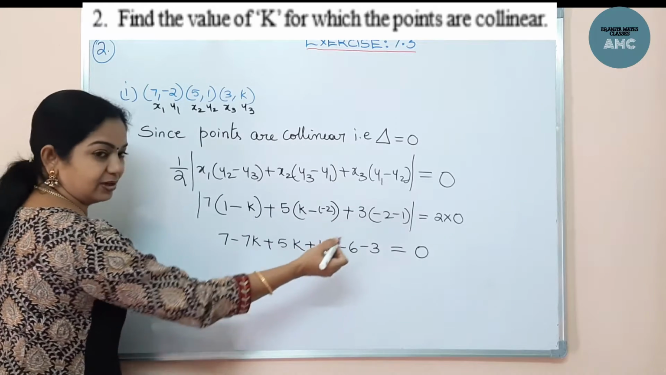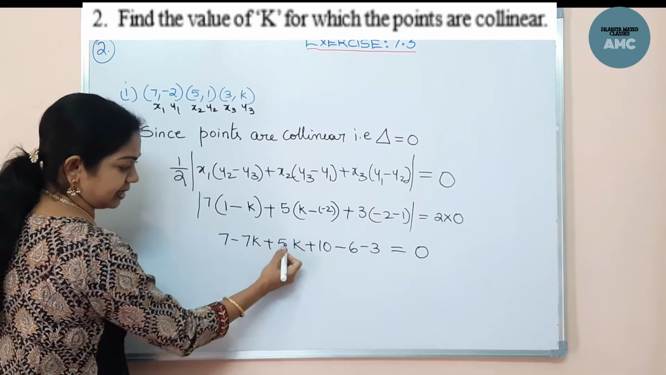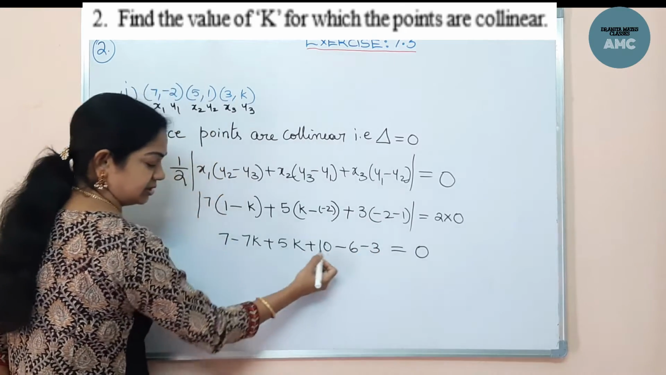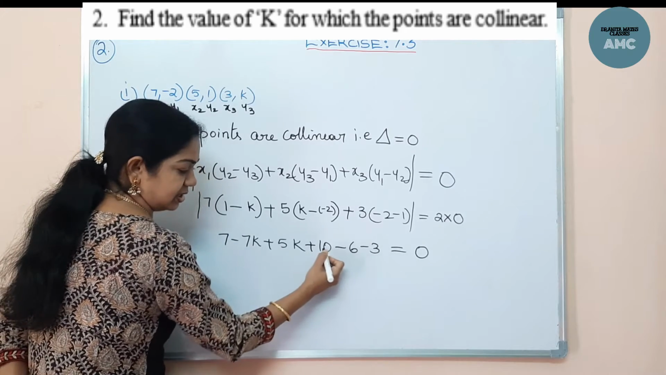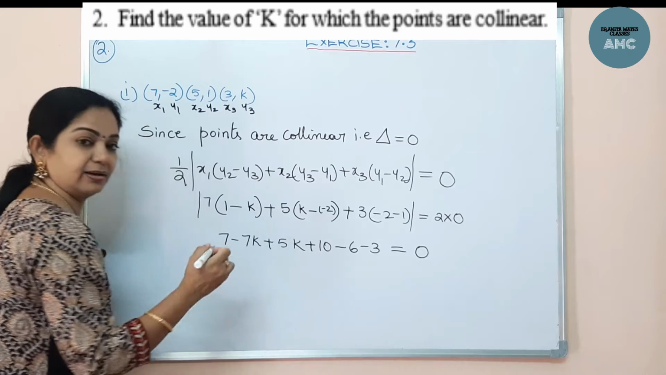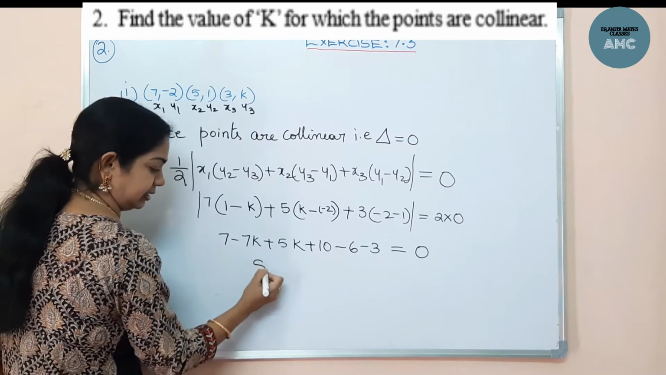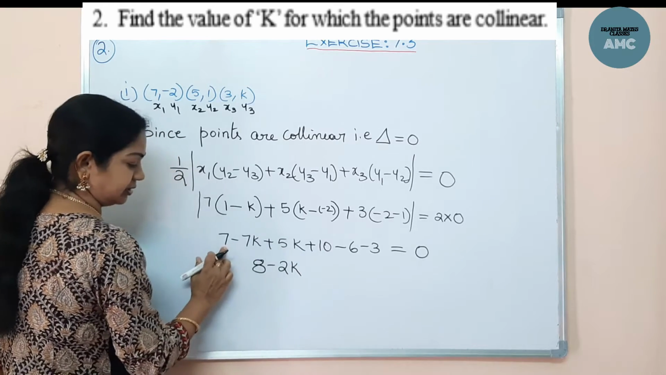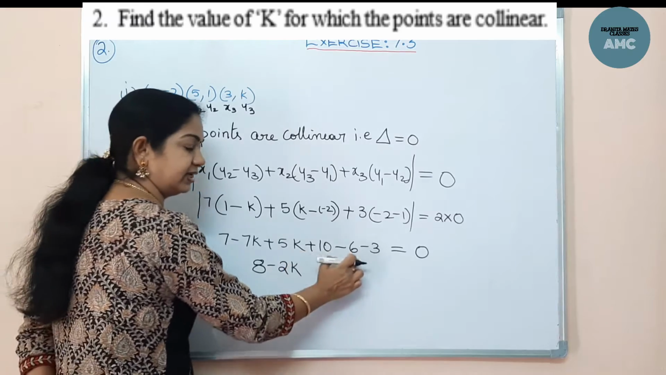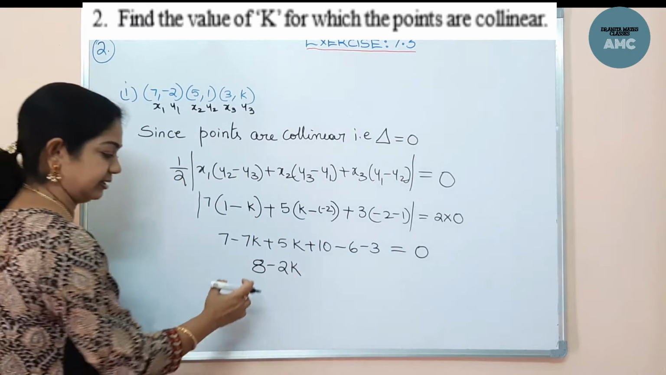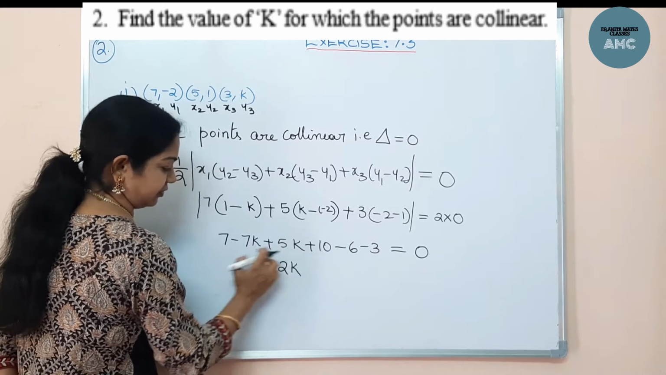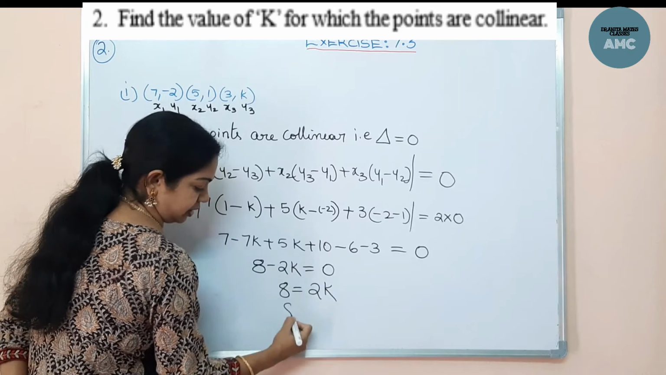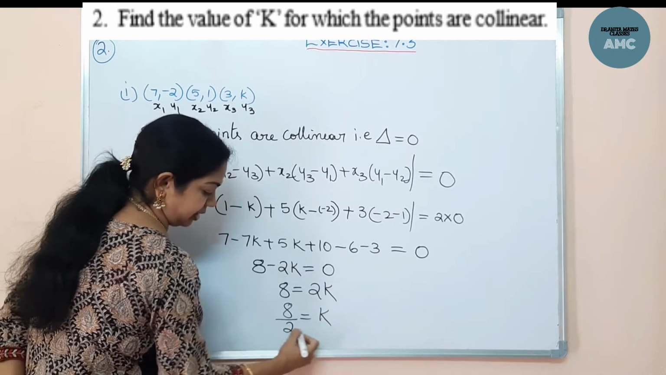Now all the k values and all the constants I will join. 7 plus 10 is 17, 17 minus 9. All these are constants, isn't it? So 7k, 5k, and the constants 7 plus 10 is 17, 17 minus 9 is 8. So 8 and 7k, 5k, that is minus 2k equals 0. So 8 equals 2k, so 8 by 2 is equal to k. So the k value is 4.